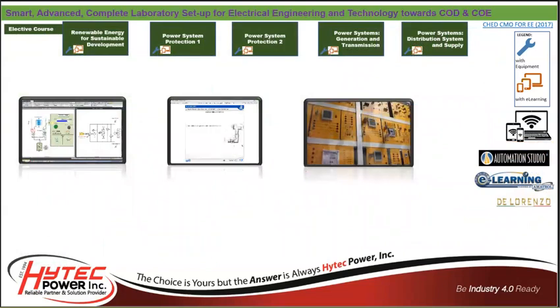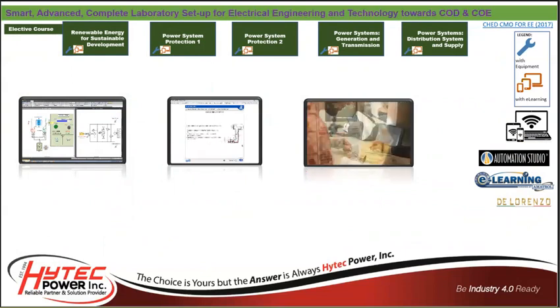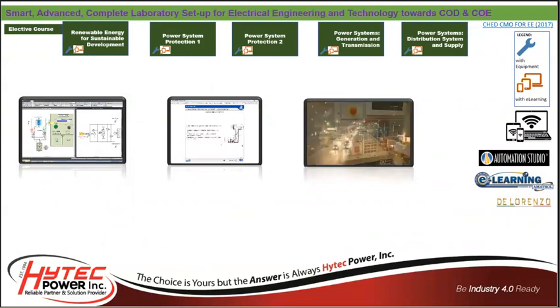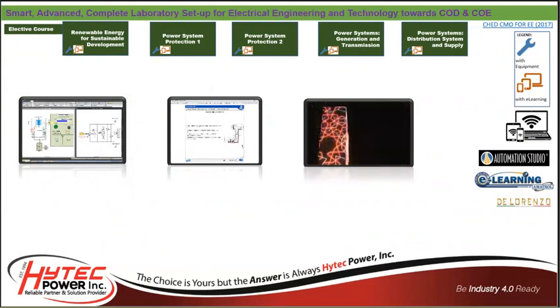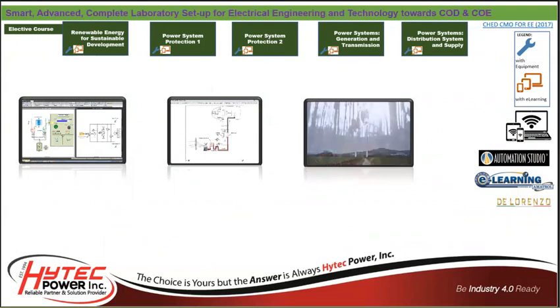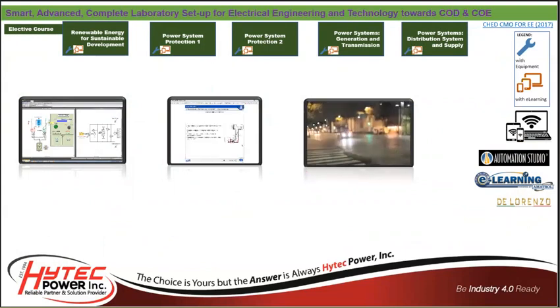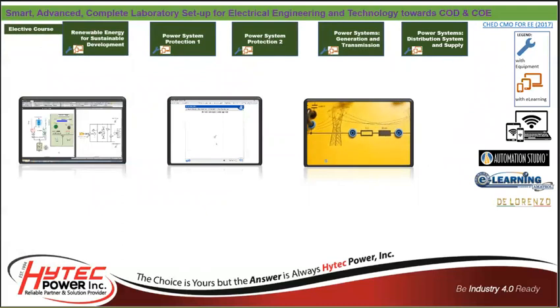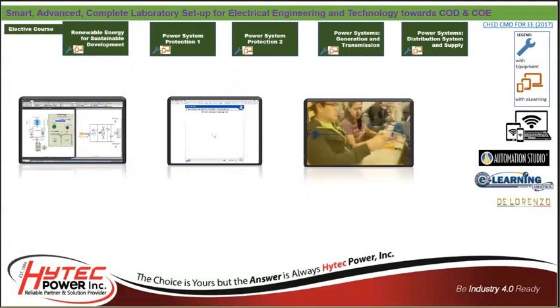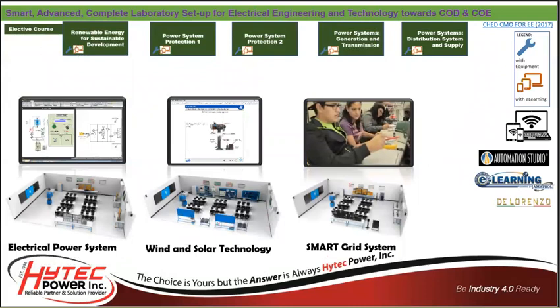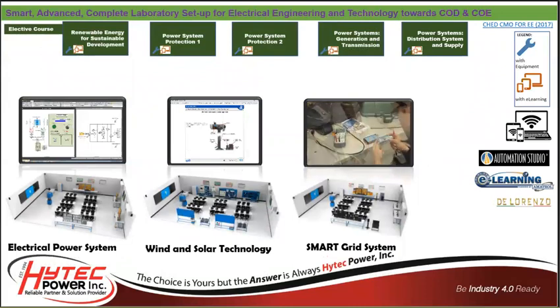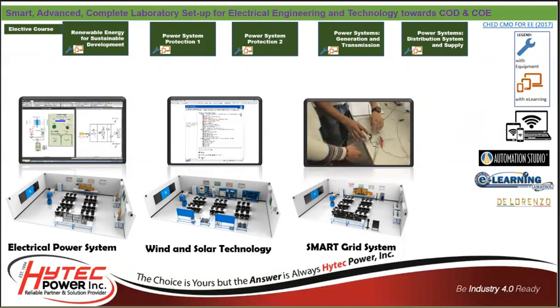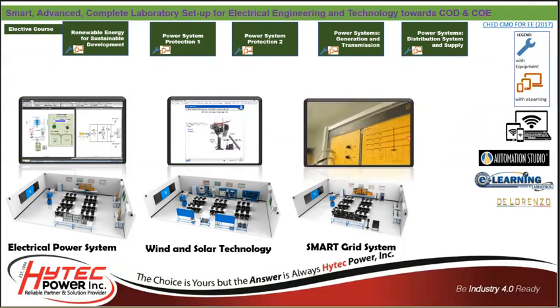We have the Amatrol e-learning for our renewable energies and our Automation Studio for power systems using our electrotechnical one-line diagram, wherein it enables the design of diagrams for all voltage levels in a typical one-line representation of networks for power generation, transmission, distribution, including protection techniques. So here are our complete laboratory solutions in our electrical power system, the wind and solar technology, as well as the smart grid system.